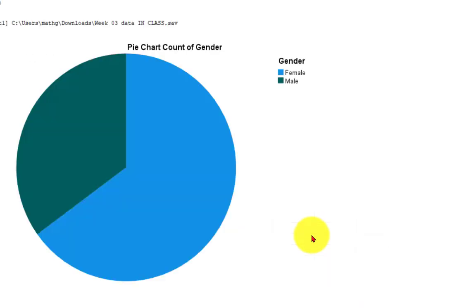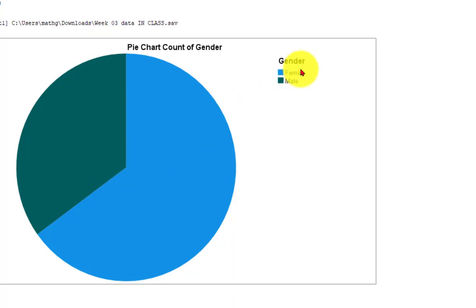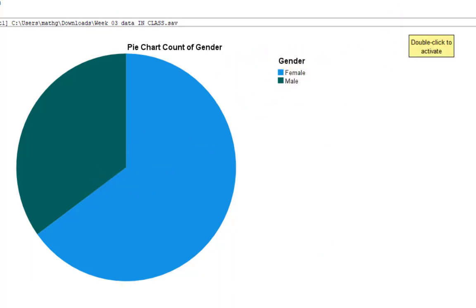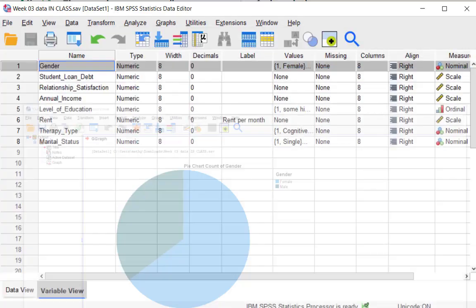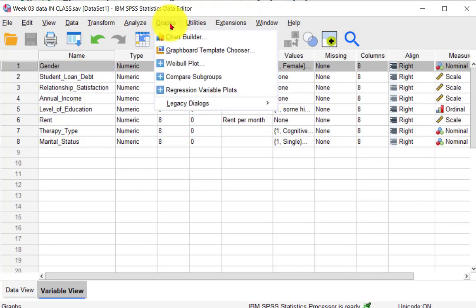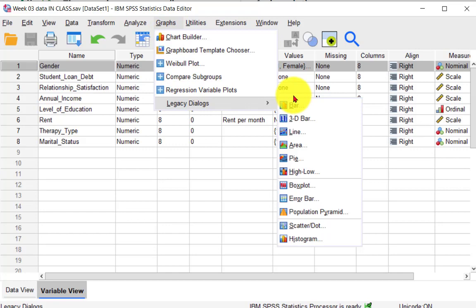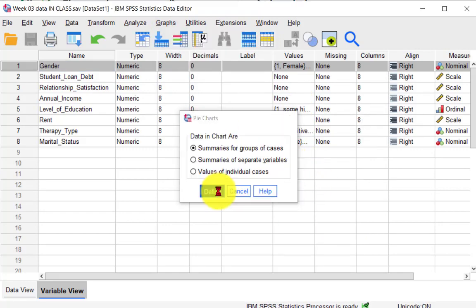And we're going to get an output. Dun, dun, dun, there it is. So there's a lot more blue, and blue is females. So yes, there's more females than there is males. There's another way to do that real quick. We can go to Graphs, we can go to Legacy Dialogs. I normally go to Legacy, it's just faster. Pie, same thing.